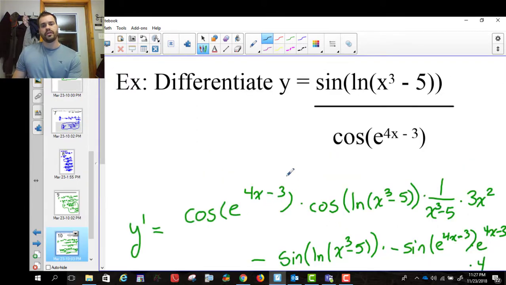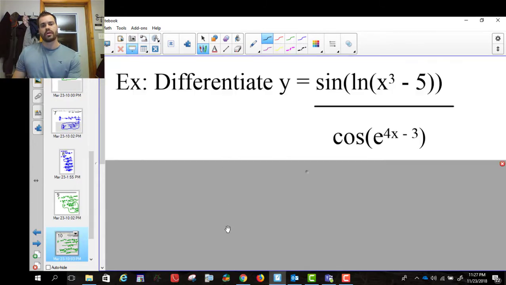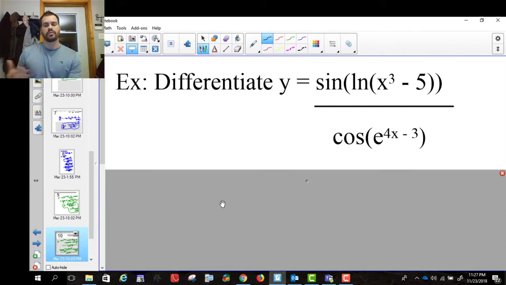All right, and then you can get things that are a lot more complicated. This is obviously more complicated than anything you'd actually see on a test, but it's something you should try to see if you can do. So I would suggest at this point that you pause the video and try to find the derivative of this function. And now we'll look at the solution.